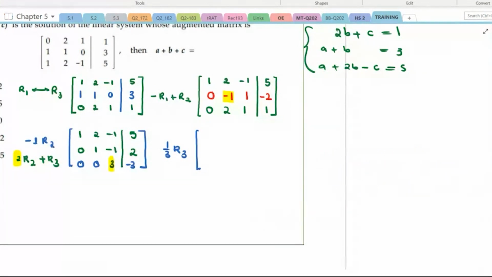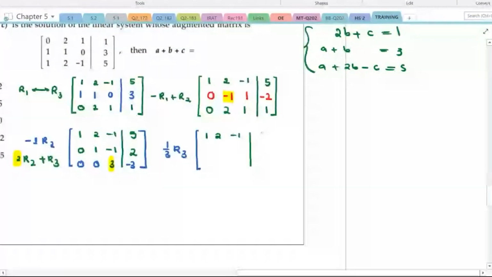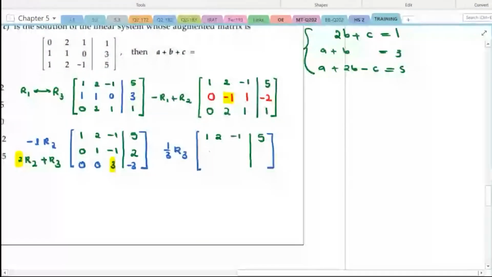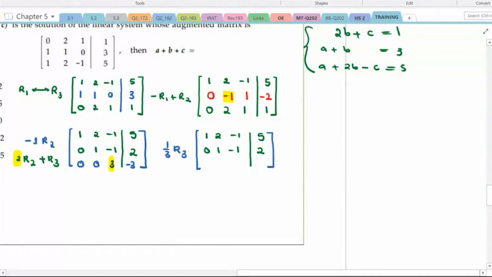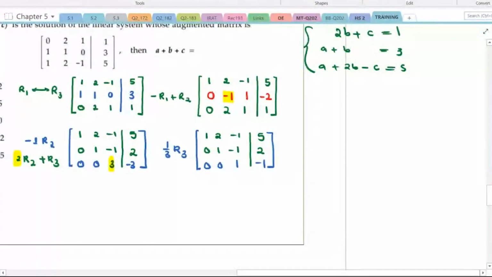So here, what do we have? Row number 1 is not changing. We have 1, 2, minus 1, and we have 5. Let us close the matrix. Row number 2 is not changing. We have 0, 1, minus 1, and 2. And then row number 3, what do I get? It will be multiplied by 1 over 3. This will be 0, 0, 1, and minus 1.